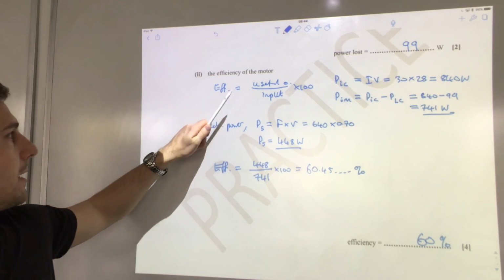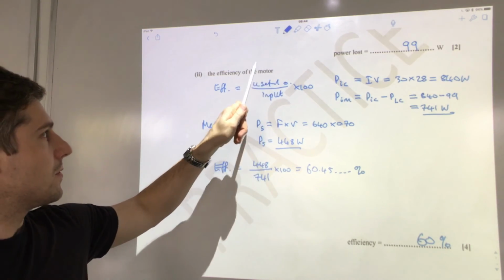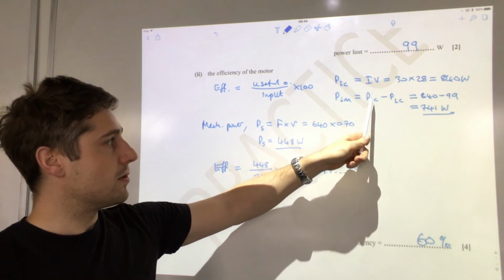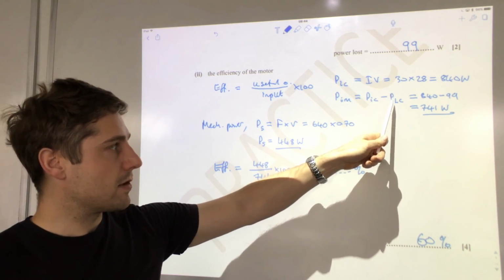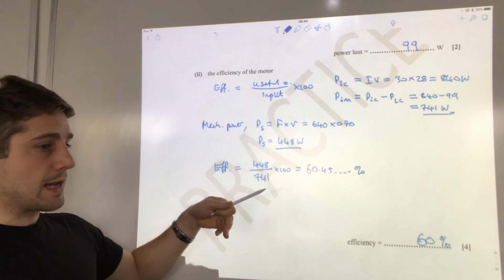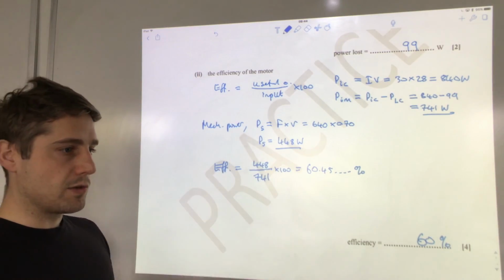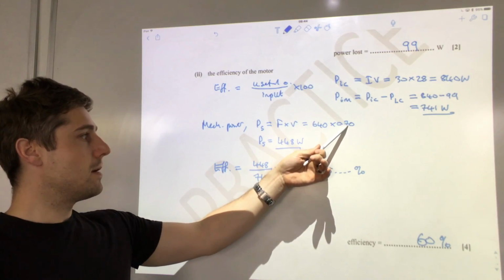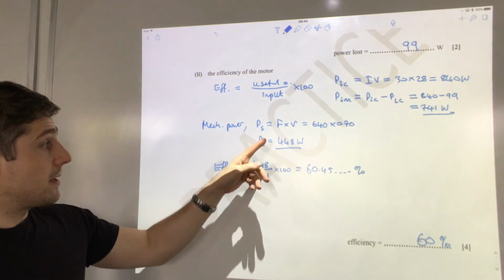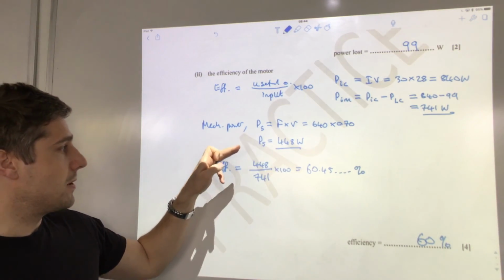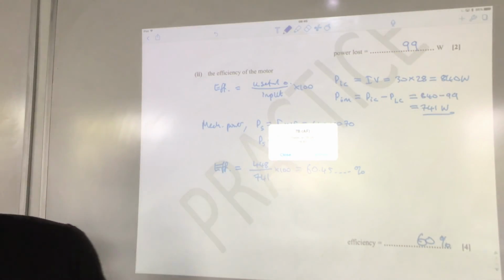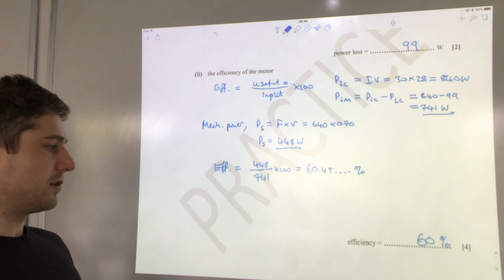So just quickly recap that. We need to know the useful output from the motor and the input to the motor. The input to the motor was the input to the circuit minus the power that's lost in the circuit, that's 741. The mechanical power was the useful output of the motor. That's how much power we needed to keep her moving at 0.7 meters per second. So we multiply that by the force, which is equal to her weight. That gives us 448. That's my useful output, that's my input. Put those into the efficiency equation, and that gives me an efficiency of 60%.